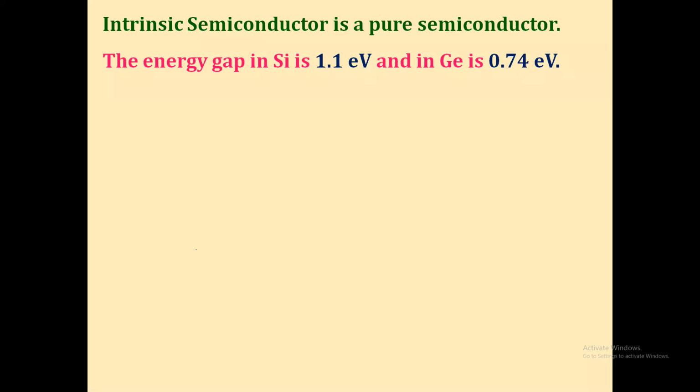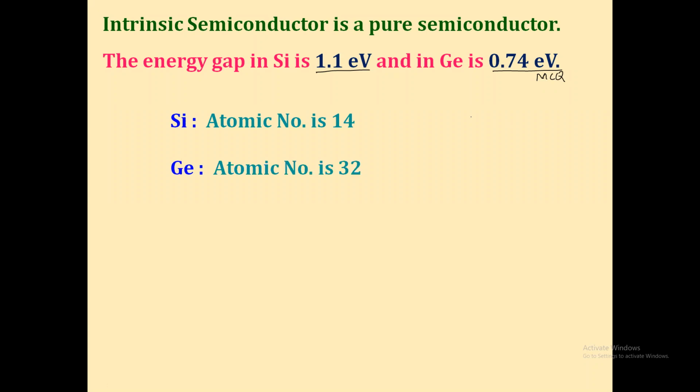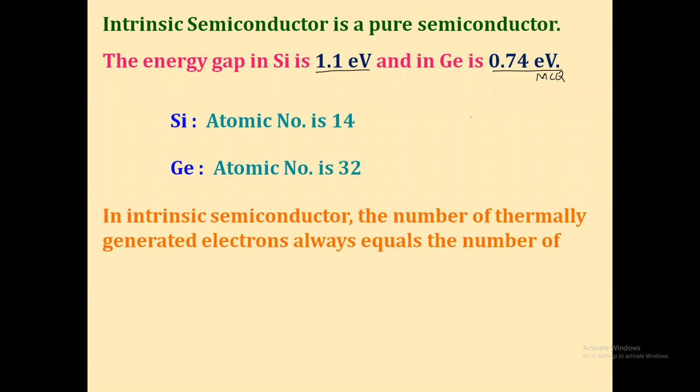Intrinsic semiconductor is a pure semiconductor. The energy gap for silicon is 1.1 electron volt, and for germanium is 0.74 electron volt. These values may be asked in MCQ type questions, so please remember these things. Okay. As you know, the atomic number of silicon is 14, and the atomic number of germanium is 32. In an intrinsic semiconductor, the number of thermally generated electrons is always equal to the number of holes.